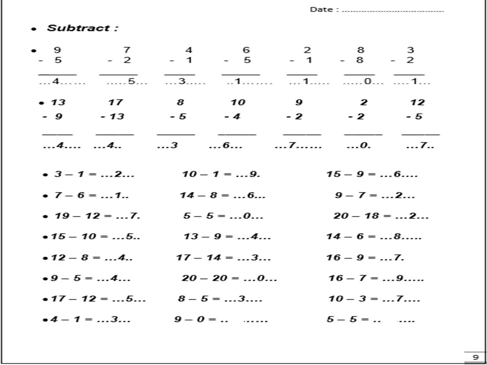9 minus 0, it will be the same number. So 9 minus 0, it will be 9. 5 minus 5, any number minus itself will give me 0, without thinking. 5 minus 5 gives me 0.